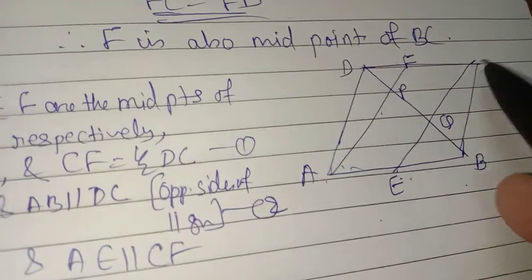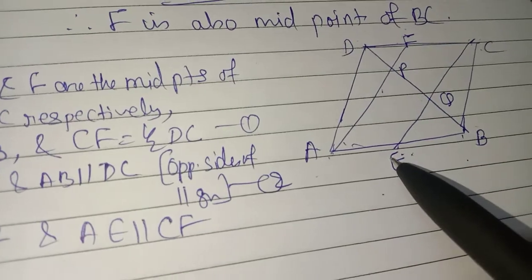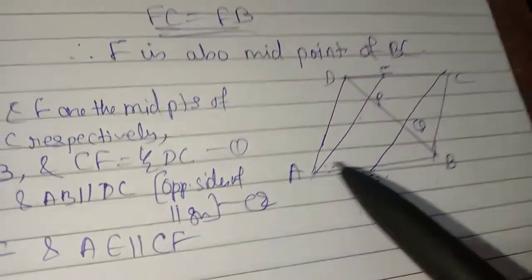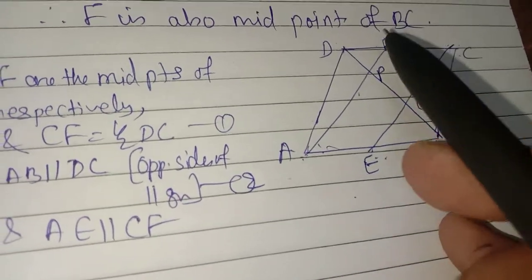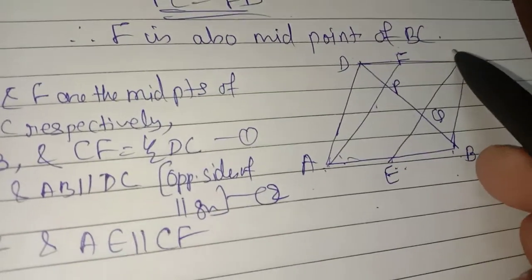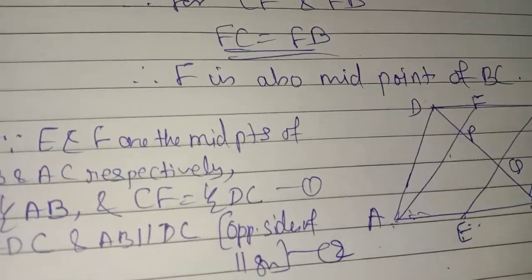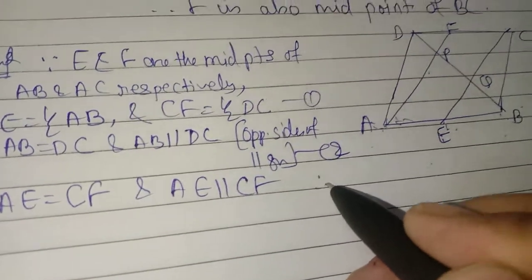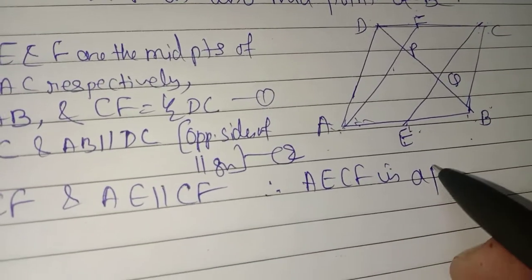AE equal to CF and AE parallel to CF, because AB is parallel to DC, and F and E are the midpoints. So what are the points lying? Just as we discussed in the above question, the points lying on AB and the points lying on DC will remain always parallel to each other, because AB is parallel to DC. So we can say that AECF is a parallelogram. Therefore we'll write here, AECF is a parallelogram.